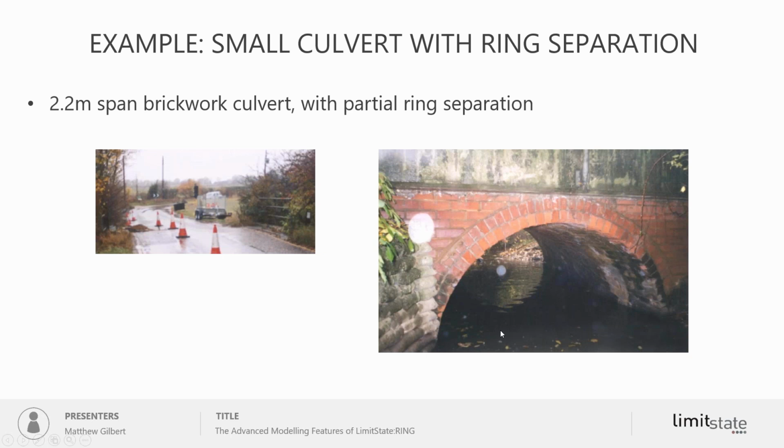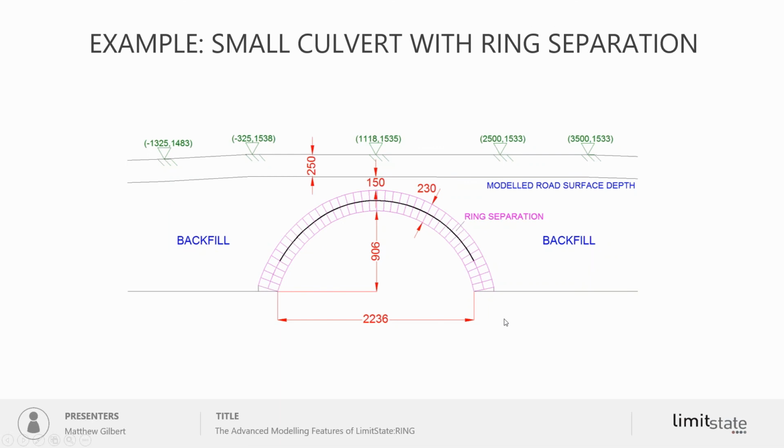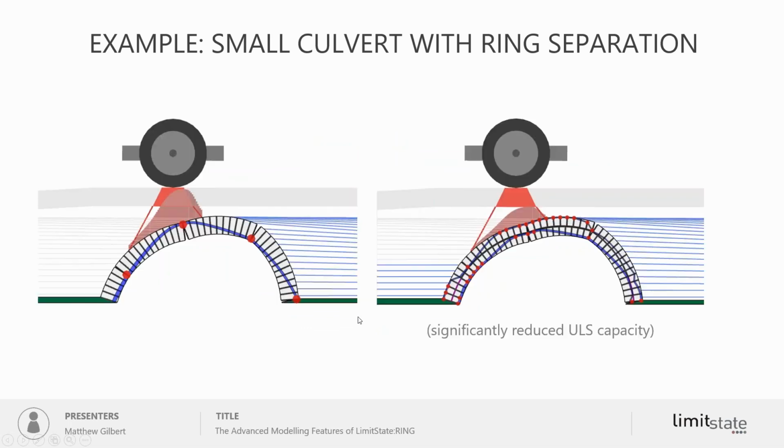Just very quickly look at a structure in the field. This is a short span structure, very short span, arguably not a bridge, a culvert. So we've got the details here. In the survey, we have a loss of connectivity or adhesion in the middle section between the rings. So we have ring separation, and we have intact sections near the abutments.